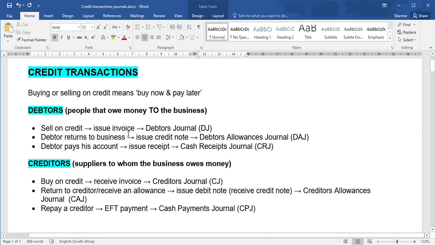On that invoice, you're going to have some key information. You need to know who the customer is. You need to know what his account number is. You need to know what we sold to him and the amount that he owes us. If we sell on credit, we're going to use a new journal now called the Debtors Journal, or I'll abbreviate that to DJ in future.